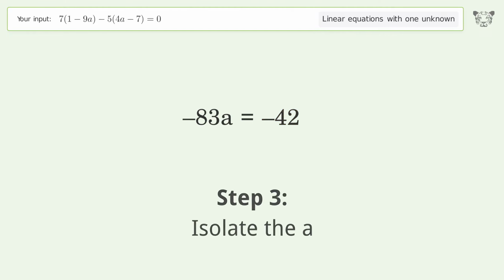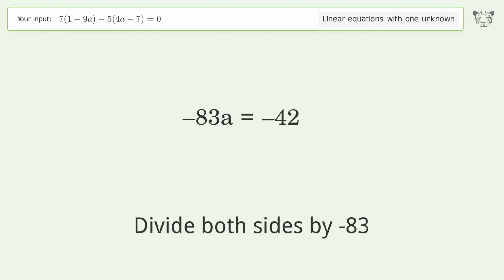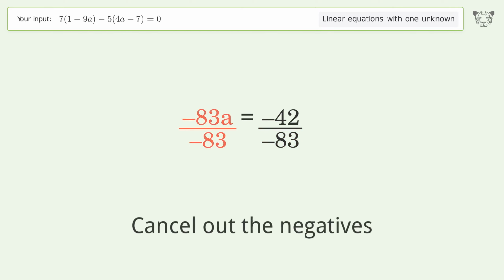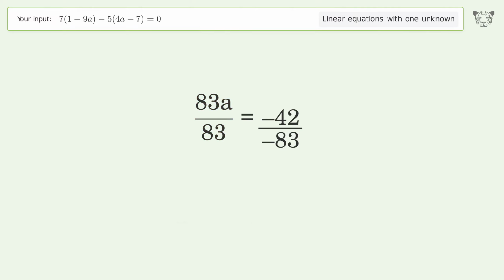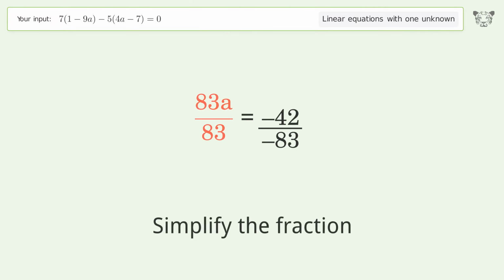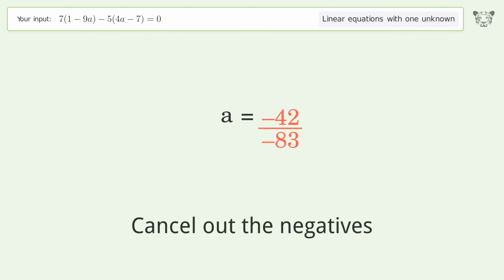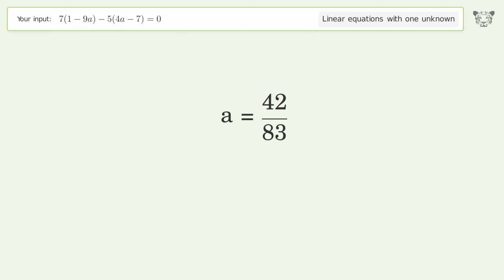Isolate the a. Divide both sides by -83. Cancel out the negatives. Simplify the fraction. Cancel out the negatives. And so the final result is a equals 42/83.